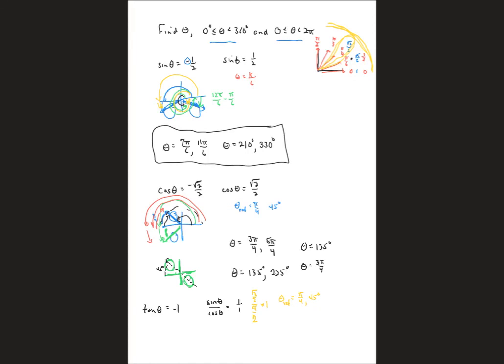In quadrant 4, our reference angle to the nearest x-axis is 45 degrees, so we would go 360 back up 45. 360 minus 45 is 315 degrees, or 2 pi, which is 8/4, minus the 1/4 pi would be 7 pi over 4. All right, very good.